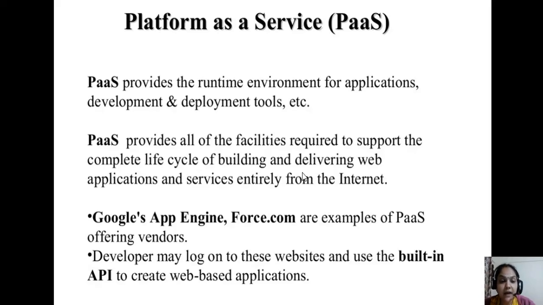See, here I have mentioned one thing: Google App Engine and force.com are examples of PaaS offering vendors. Means Google App Engine and force.com are the vendors who provide PaaS as a service model. So how to use it? A developer may log on to these websites, Google App Engine or force.com, and from there they can use the built-in APIs, that is application programming interface, so that you can make your web-based applications.